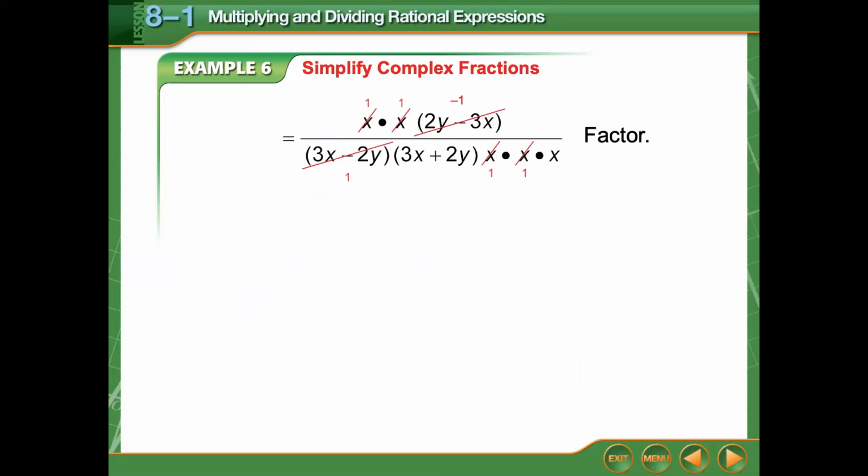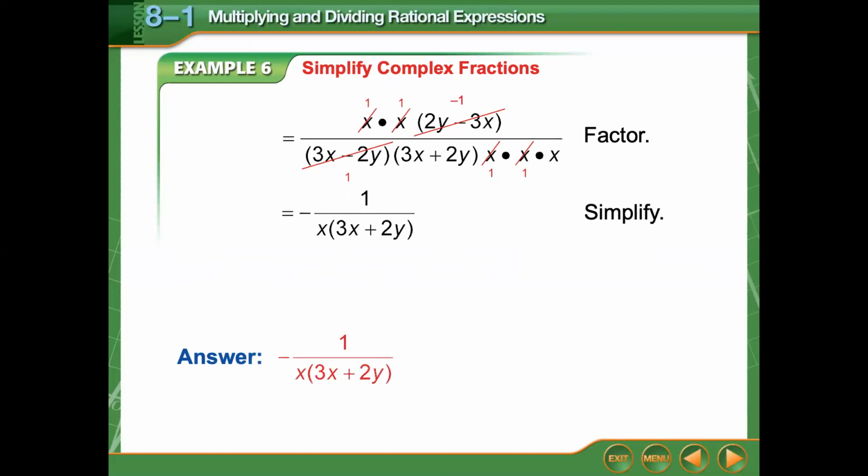Our next step is to factor. When we factor, we're left with x times 2y minus 3x. And in the denominator, we have 3x minus 2y times 3x plus 2y times x times x times x. So go ahead and expand everything out so that you can see what they cancel. And we find that we're left with 1 over x times 3x plus 2y, or negative. So our final answer is negative 1 over x times 3x plus 2y.